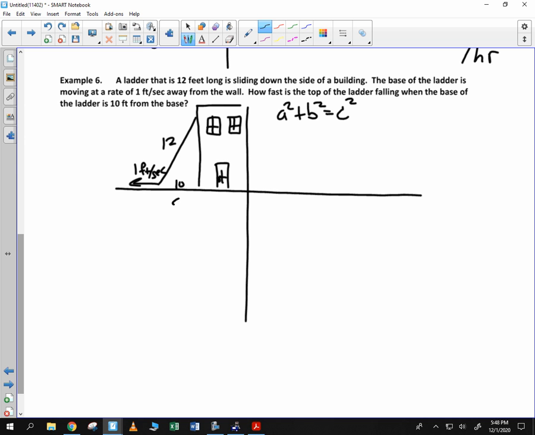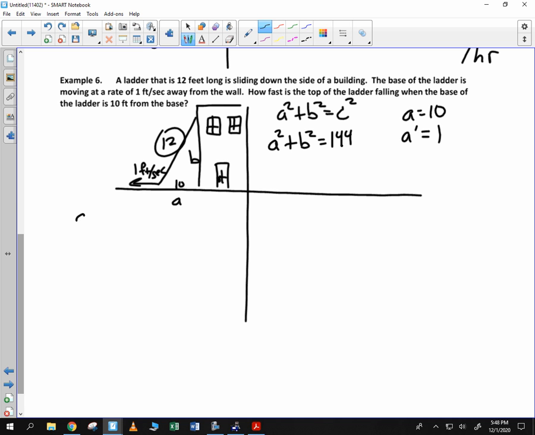If we call this bottom part A, is that changing as the ladder is sliding down? Yeah, it is. Is B changing? Yes, it is. Is C changing? No. So we could write A squared plus B squared is equal to 144. We know A is currently 10 and A prime is 1.